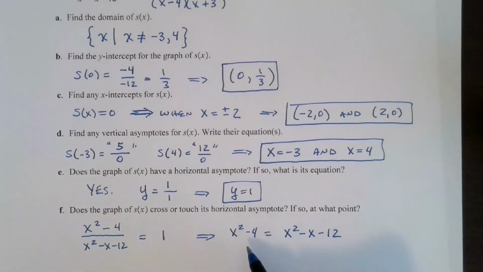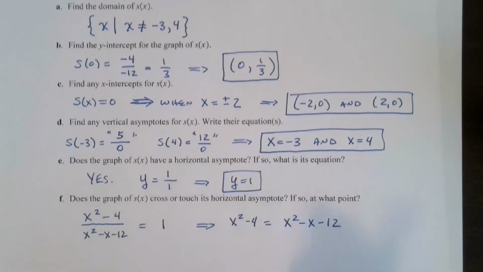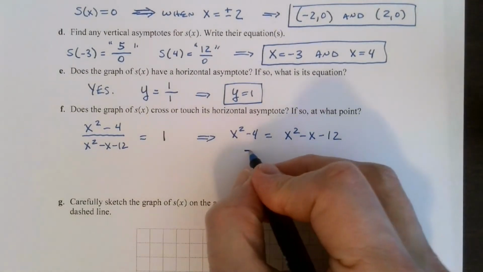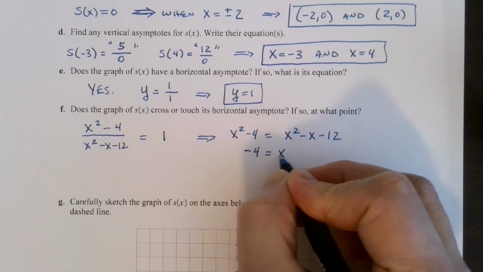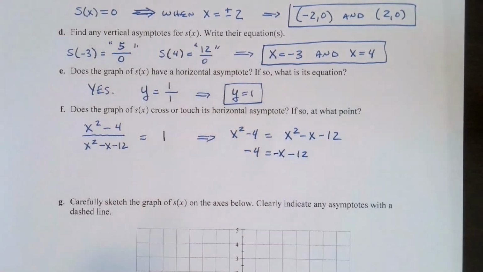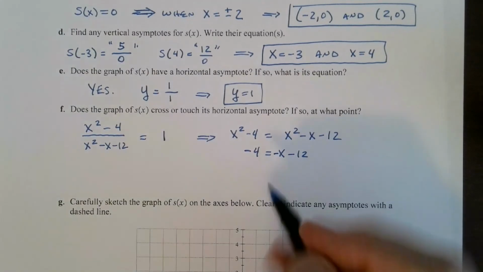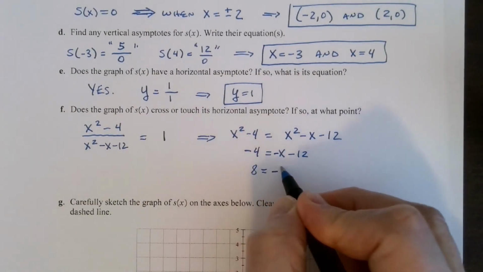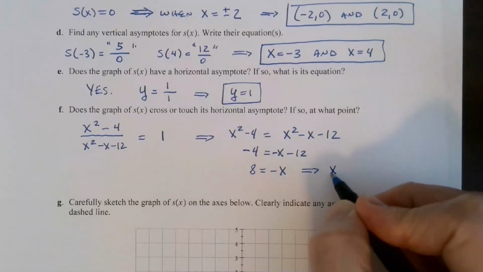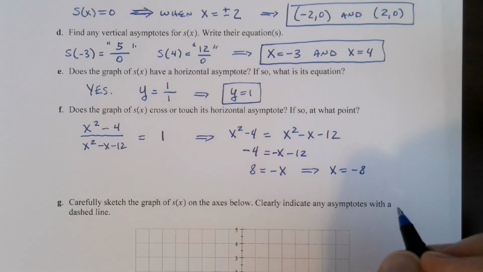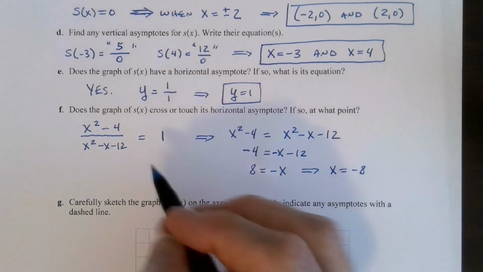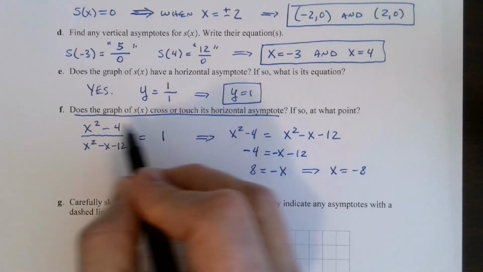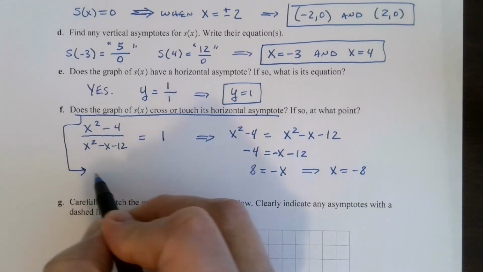And this time I can subtract x squared from both sides. And what am I going to be left with? Negative 4 equals negative x minus 12. If I add 12 to both sides, negative 4 plus 12 is 8 equals negative x. So what is x equal to? Negative 8. Right? So does the graph cross or touch its horizontal asymptote this time? Yes.